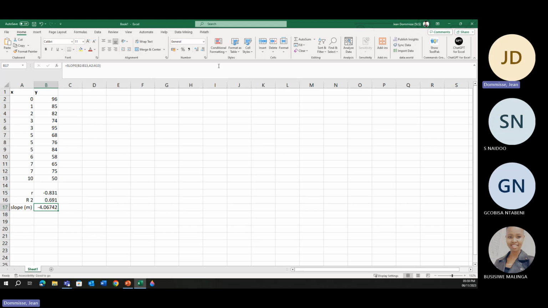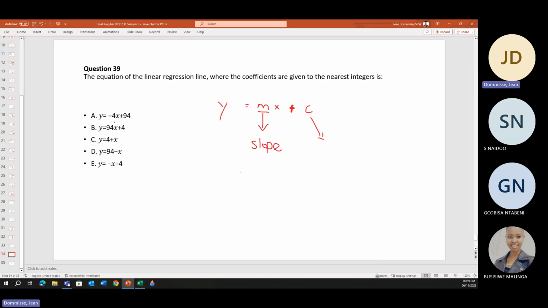Okay, so already we know that the slope is minus, and I think the answer was 1, okay, to 0 decimal. So the slope then is -4. So let's just look at possible options for your answer. So there's a -4. Okay, 94, so it's not 1. Okay, there's just 1, so it's not that one.